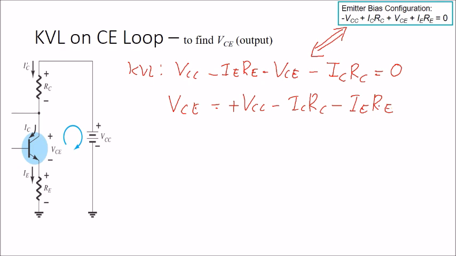The load line analysis is totally the same as the emitter bias configuration. Please refer to the previous presentation.